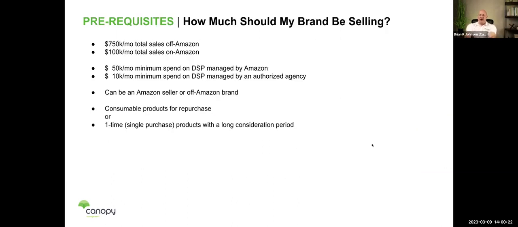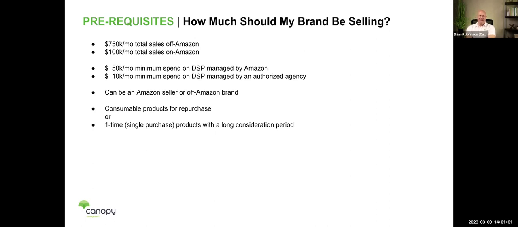All right, so here's one of the questions that people are waiting for: prerequisites. Here's my recommendation. If you are running both off Amazon and on Amazon, so that first number is combined, and you're doing about $750,000 a month combined total gross sales off and on Amazon, then you're probably a pretty good candidate for Amazon DSP advertising. If you're running at least $100,000 per month in total sales on Amazon, I would also recommend that. Now, here's the funny thing about that.